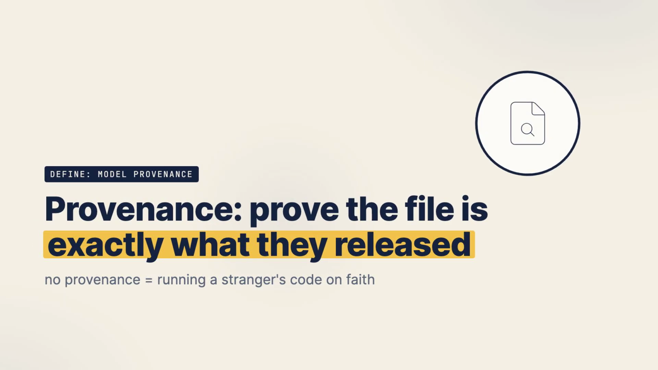So what is model provenance? It's the documented, verifiable record of where a model came from and how it was made: who published it, what data and base model it was built on, how it was trained, and an unbroken chain of custody proving the file you're loading is exactly the one they released, unmodified. No provenance means no basis for trust. You're just running a stranger's code on faith.